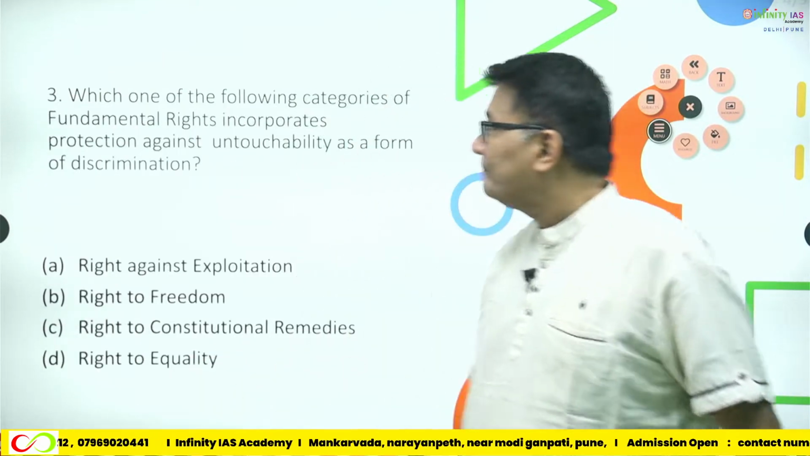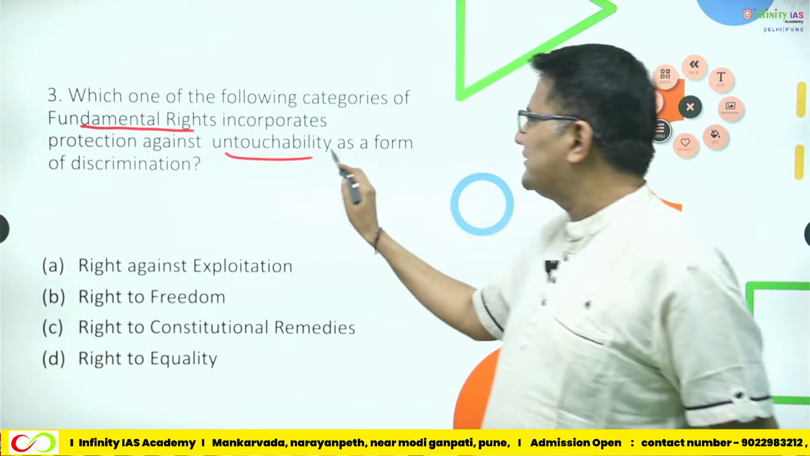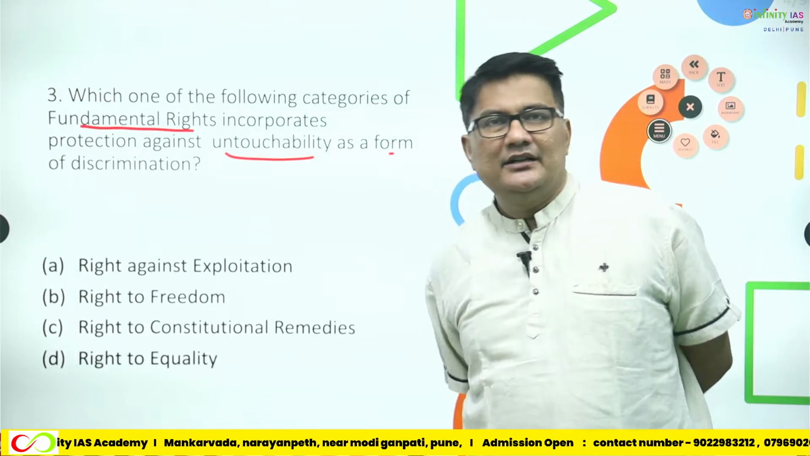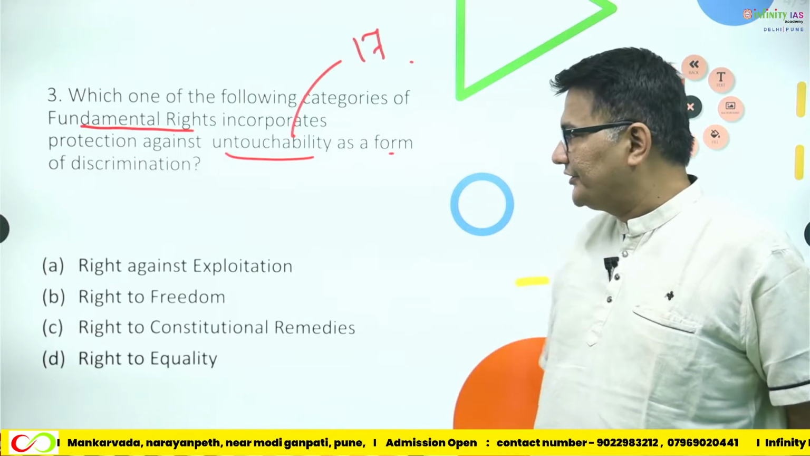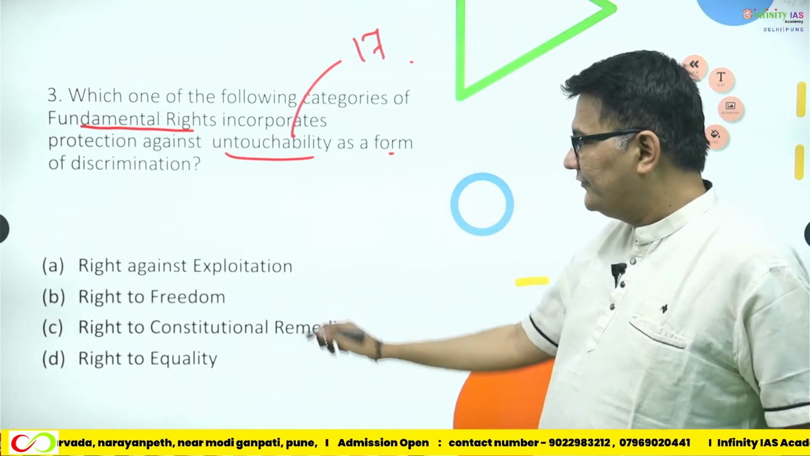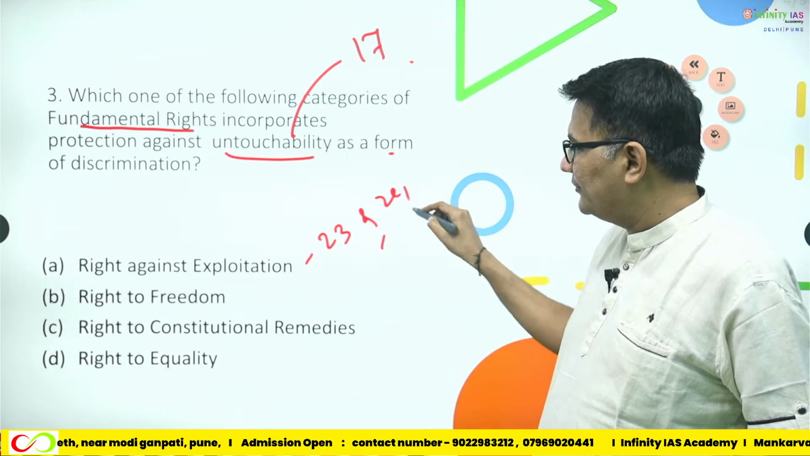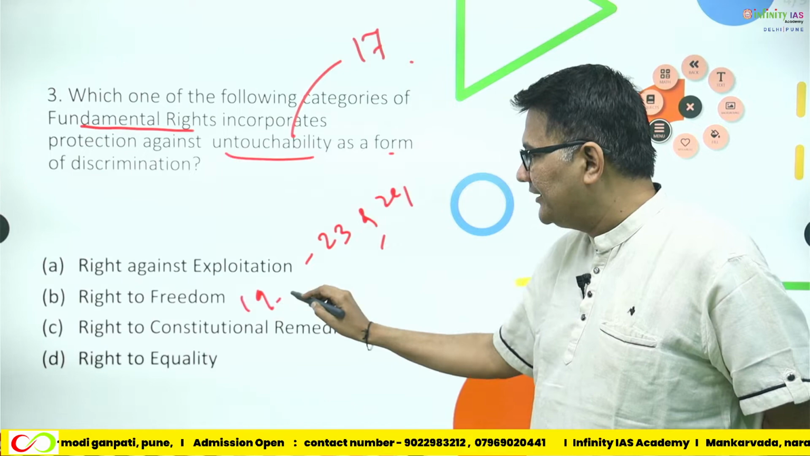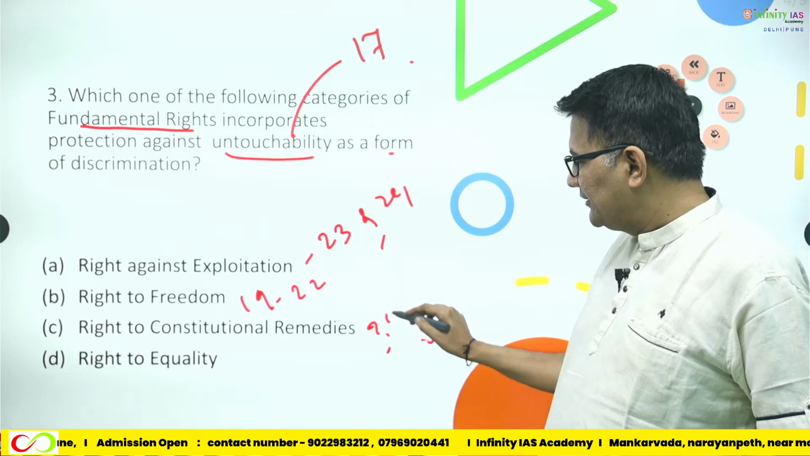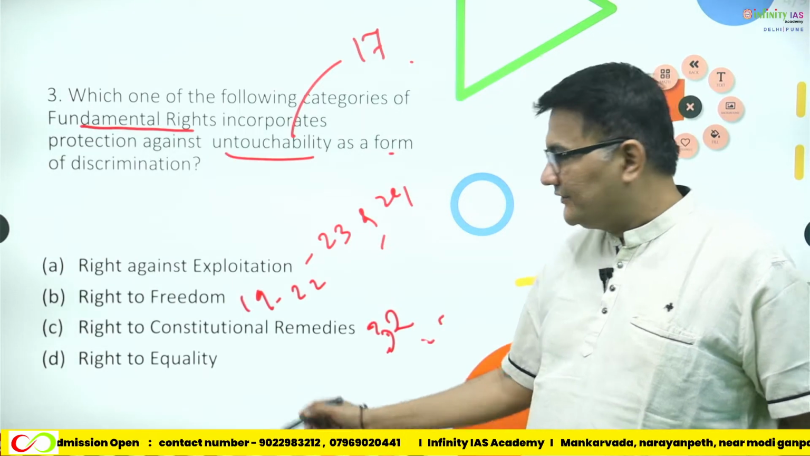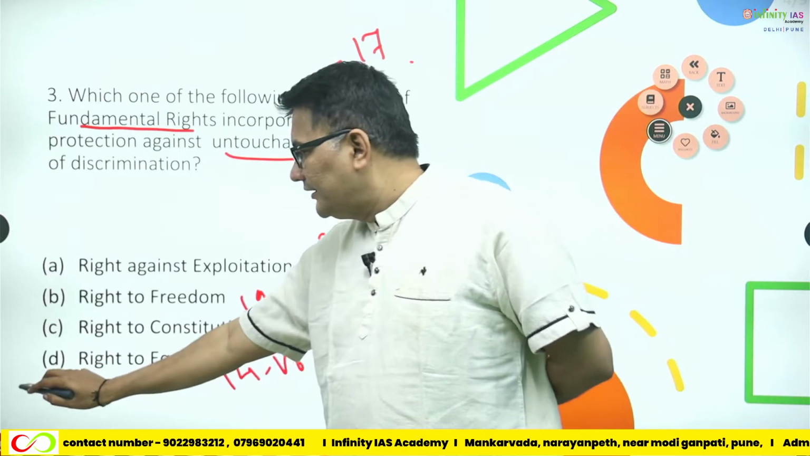Next, which one of the following categories of fundamental rights incorporates untouchability as a form of discrimination? Now listen carefully. Untouchability is discussed under Article 17 of the Indian Constitution. Now let us see the options. First option is right against exploitation, it is 23 and 24. Second is right to freedom, it is 19 to 22. Third is right to constitutional remedies, it is 32. So only one is left, that is right to equality, that is 14 to 18. So the correct answer will be D.